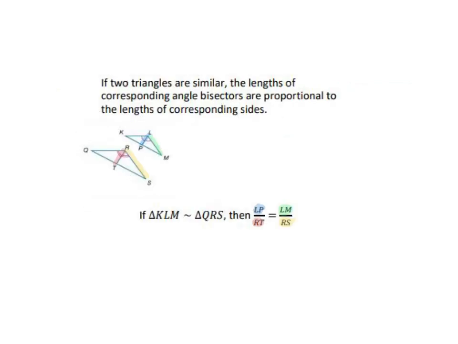Our next special segment, if two triangles are similar, the lengths of the corresponding angle bisectors are proportional to the lengths of the corresponding sides. And so if we look here, we have angle bisectors that are in proportion to the corresponding sides.